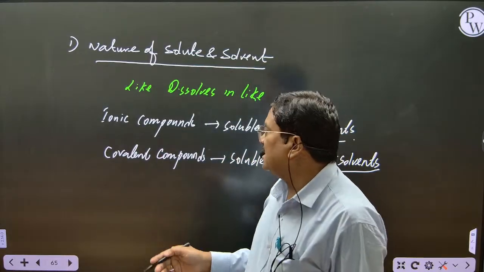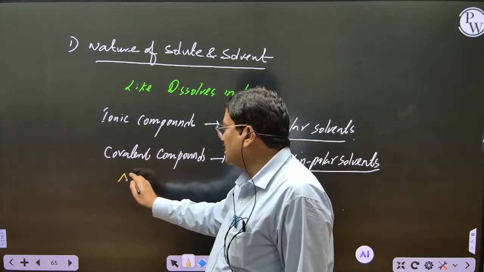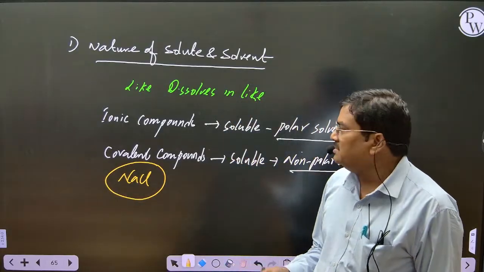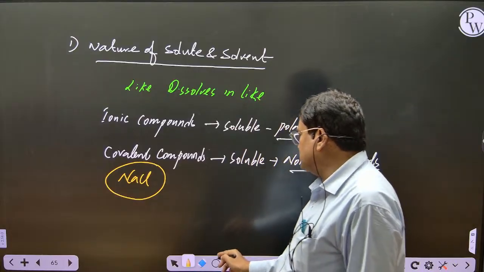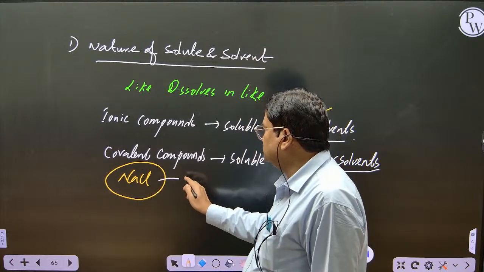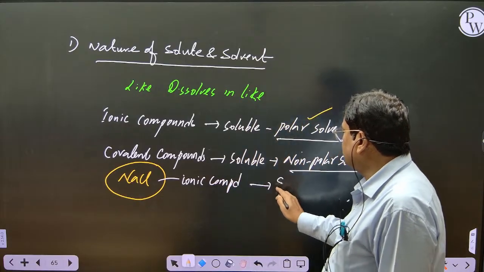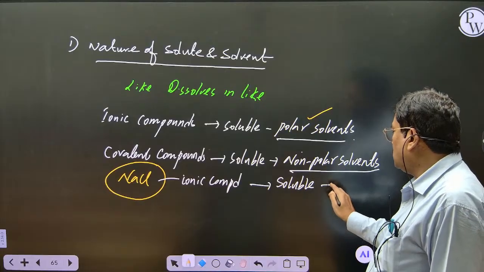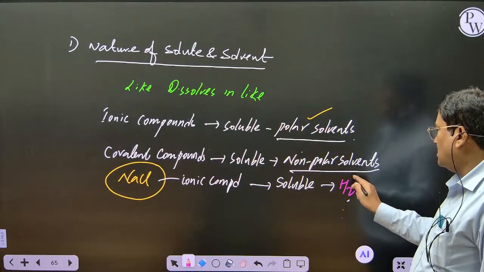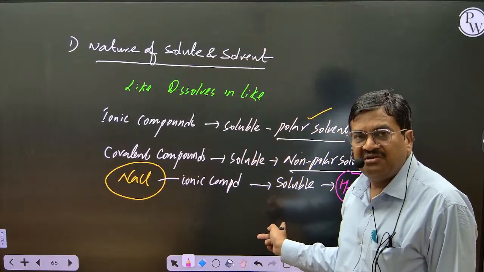For example, see student, I am taking NaCl. You people know what is NaCl nature? Sodium chloride is ionic compound, no? So it is soluble in which solvent? Polar solvent, no? That means NaCl, as it is ionic compound, will be soluble in where? Like dissolves in like, no, it is soluble in water. You know, water is a polar solvent. Like water, ethyl alcohol, etc. So is it depending on nature of solute and nature of solvent or not?